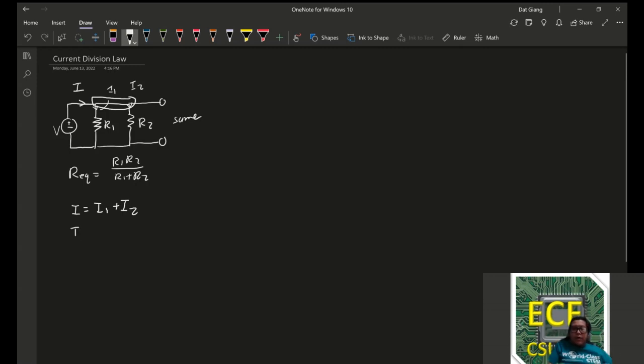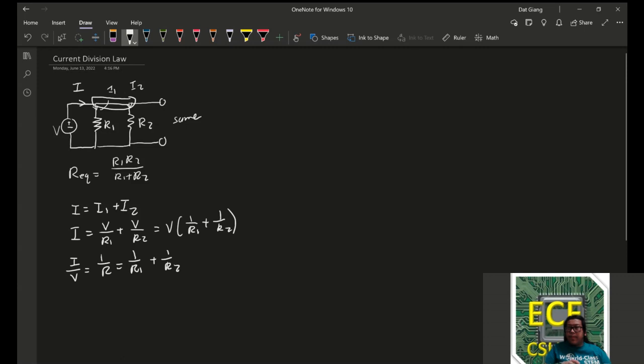Now, for current I1, we see that it's the same voltage source, so it should be just V divided by R1. Similarly, we have V divided by R2. We can factor out V, and we get 1 over R1 plus 1 over R2, which leads to I divided by V equal to 1 over R equals 1 over R1 plus 1 over R2. And that's just the relationship that we just saw with the equivalent resistances.